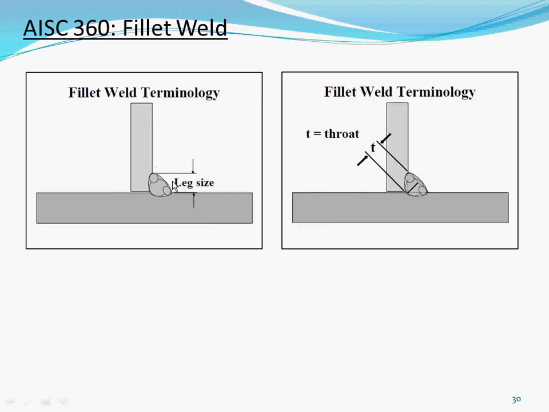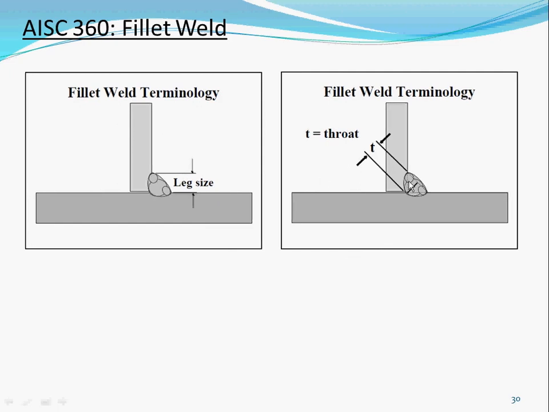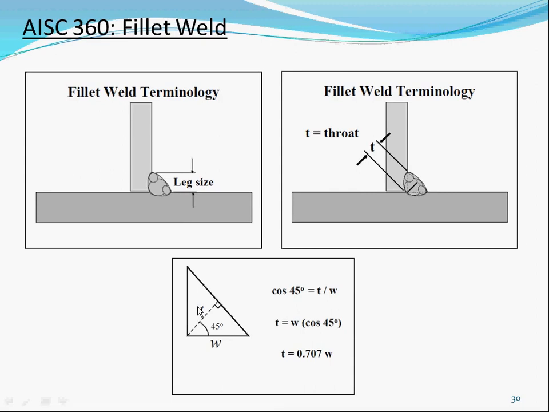For the fillet weld, the terminology is this is the leg size. This is the effective throat. They take it at 45 degrees to the leg size. For one that's symmetric, the throat is basically 0.707 of the weld size, and that's based on geometry for symmetric legs. So that's where the 0.707 comes from when you're dealing with welding. The effective throat and the leg size are not the same.